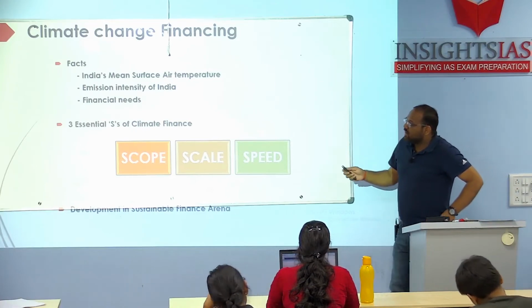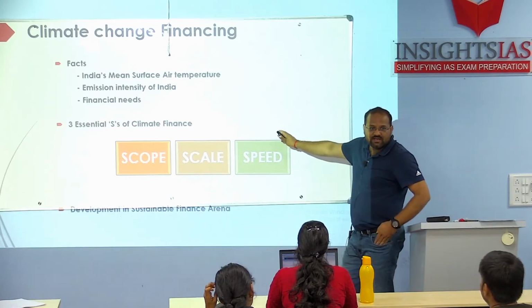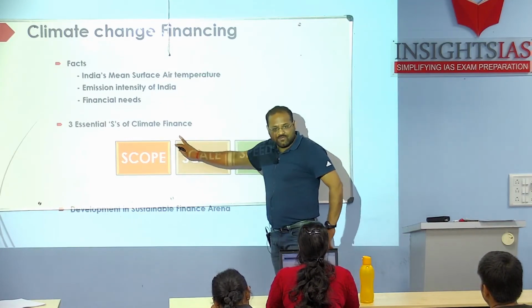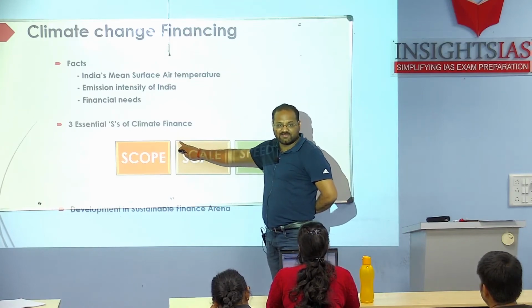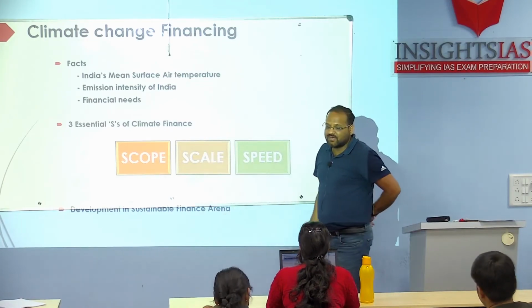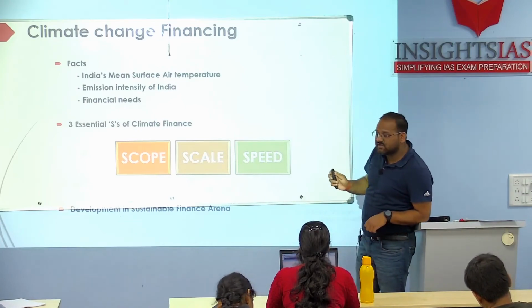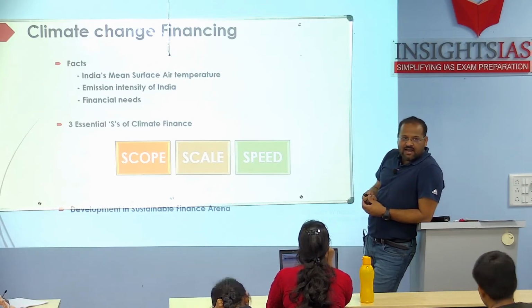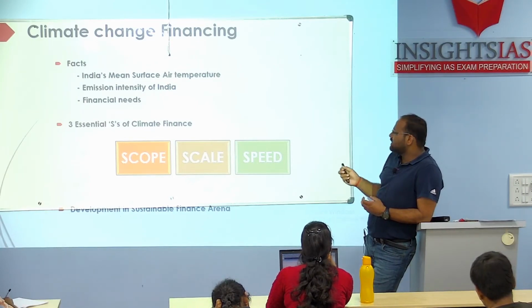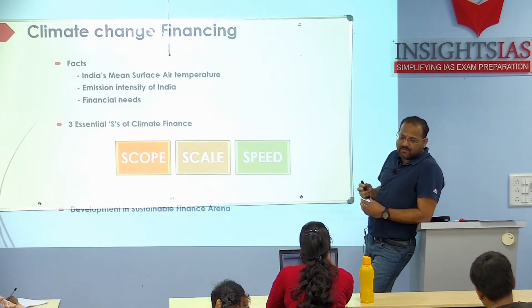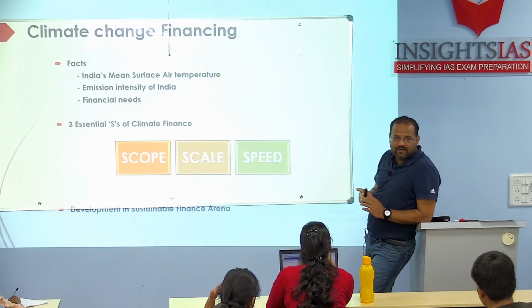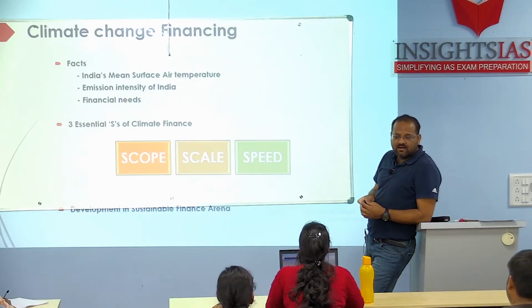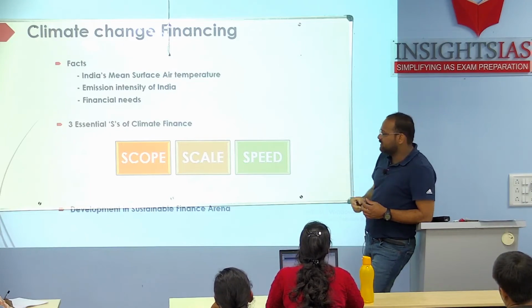Okay. Next is financial needs we have seen. What is the next we are going to say? They are saying economic survey has suggested that 3 essential S of climate finance is required. 3 essential S of climate finance are, first is scope, what should be the scope, what it should cover. Then second is scale, at what scale we should develop the finances, and third is at what speed we need the climate finances. So 3 S of climate finance which we should keep in mind is, first one scope, second scale, third speed. Okay, good.